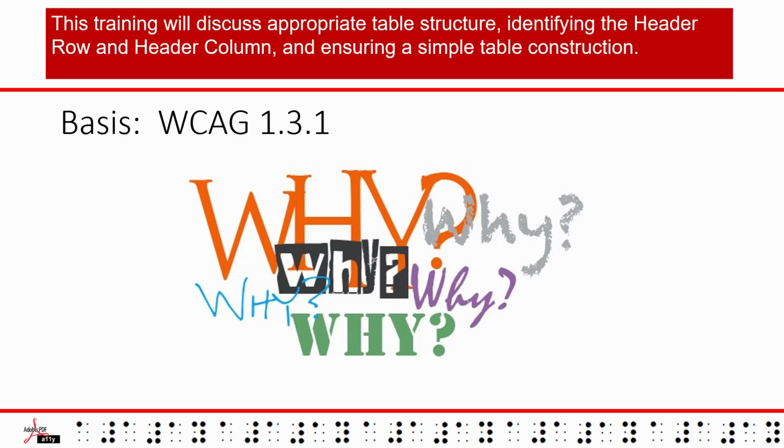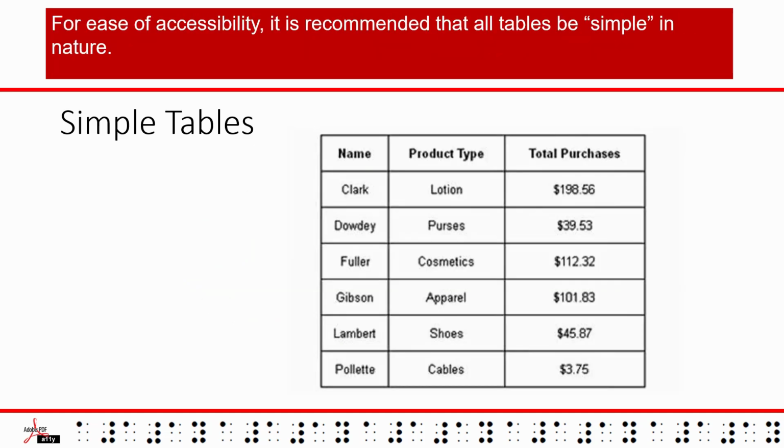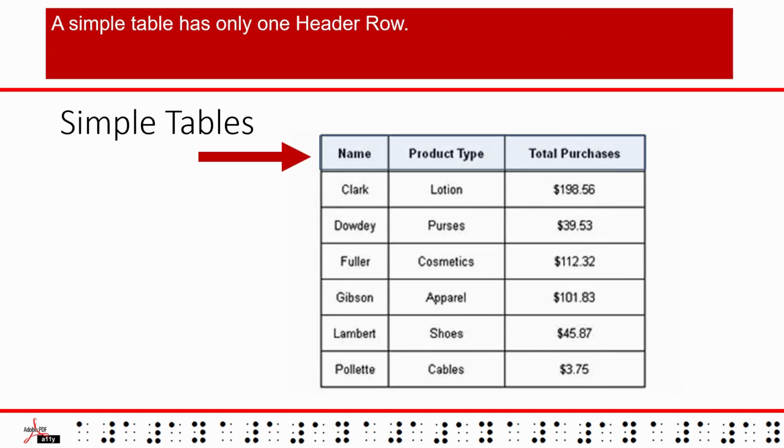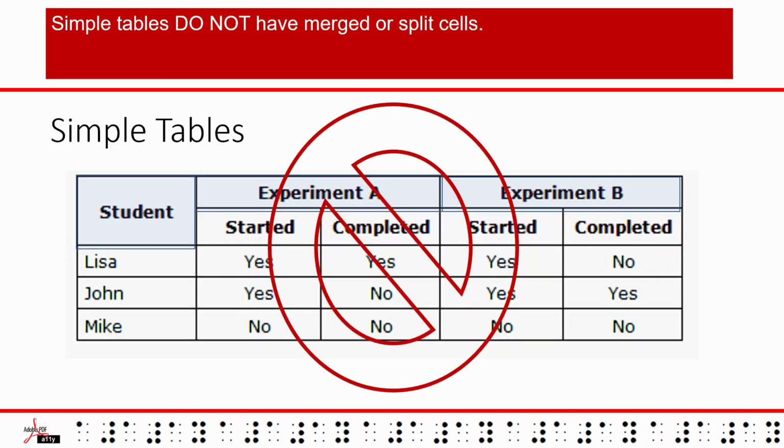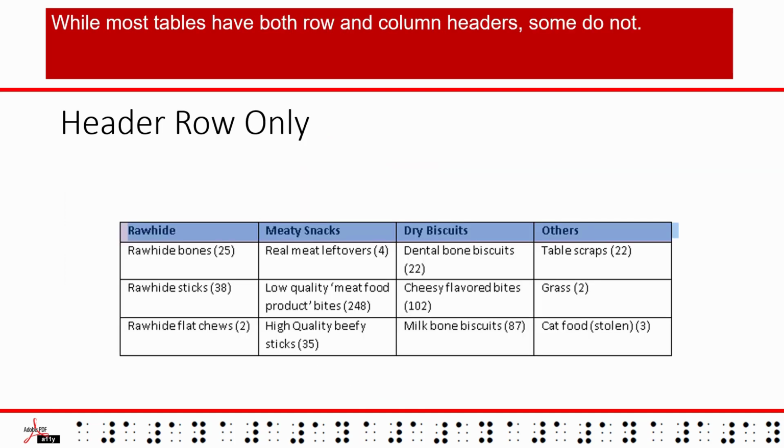This training will discuss appropriate table structure, identifying the header row and header column, and ensuring a simple table construction. For ease of accessibility, it's recommended that all tables be simple in nature. A simple table has only one header row and one header column. Simple tables do not have merged or split cells. While most tables have both row and column headers, some do not.